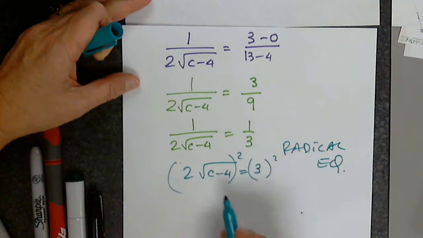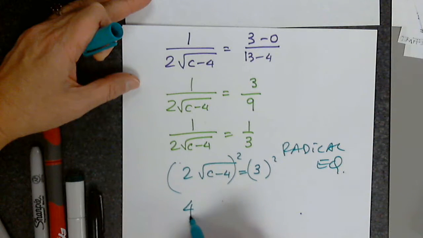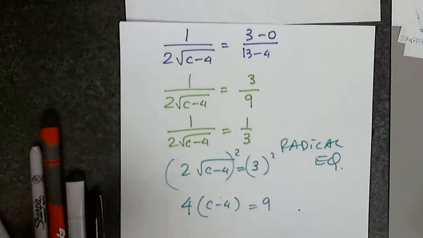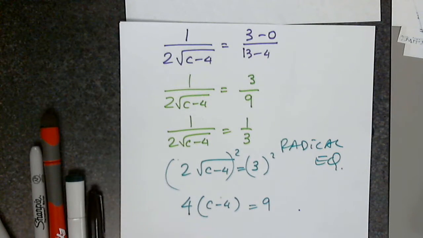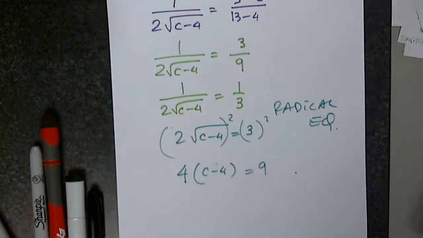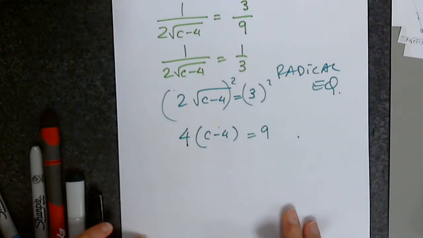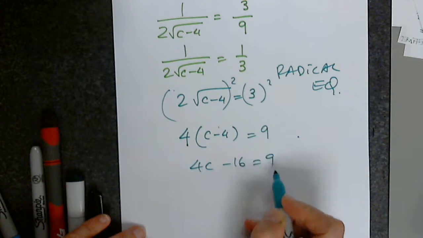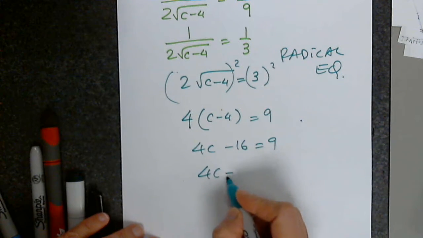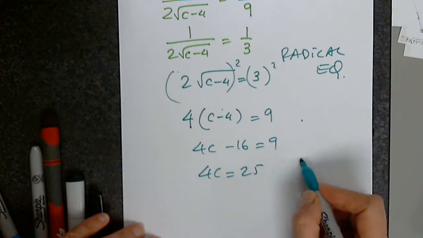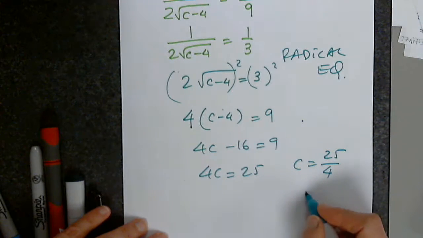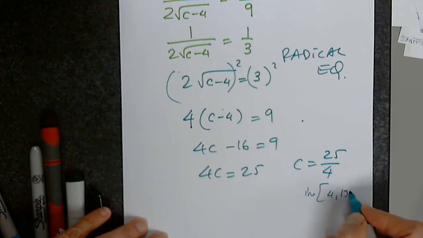So when I square 2, I get 4. When I square the square root of c minus 4, I get c minus 4. And when I square the right-hand side, I get 9. You can distribute if you want, or divide, whatever you want. 4c minus 16 equals 9. So 4c equals 25. c equals 25 over 4. This must be guaranteed in the interval 4, 13.